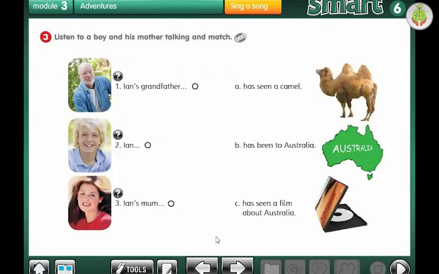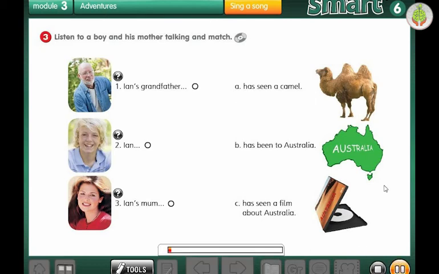Now, let's move to exercise 3. Listen to a boy and his mother talking and match. So please listen and match. Workbook. Module 3. Adventures. Sing a song. Activity 3. Listen to a boy and his mother talking and match.